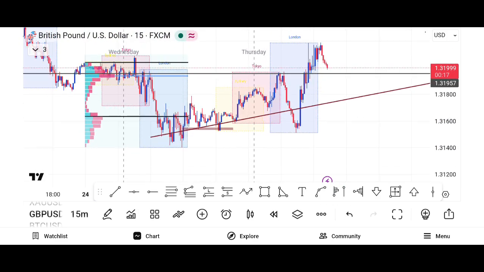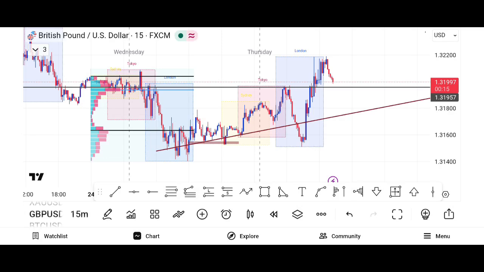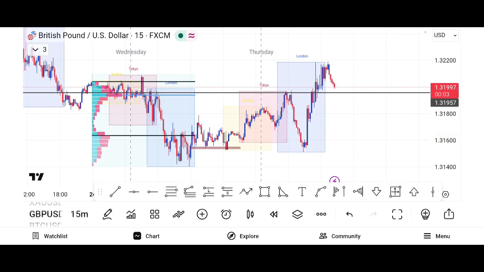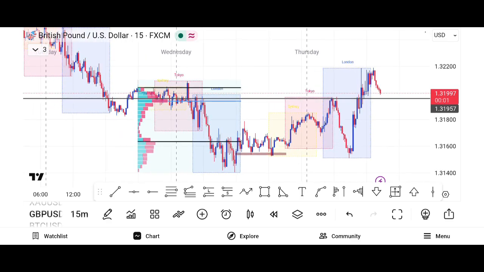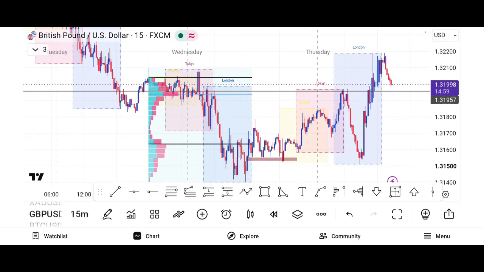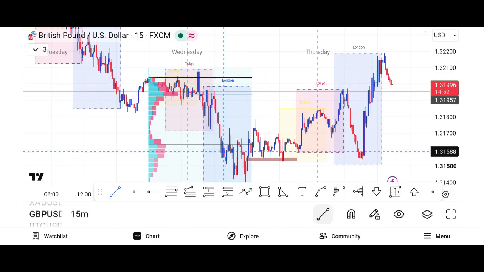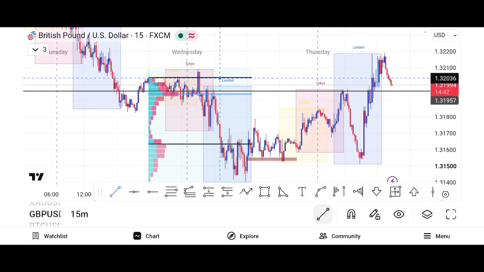Then I get two levels. The first level, I get three levels. Okay, this level right here is the value area high, and this level here is the value area low, and this blue one here is called the point of control. Here meaning that there was a lot of trading.